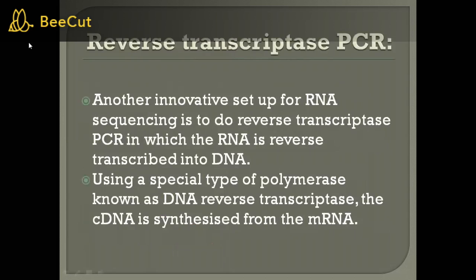Next, after getting the mRNA molecule, we have to carry out reverse transcription. So reverse transcriptase PCR is used for the reverse transcription process. Another important step for RNA sequencing is to do reverse transcriptase PCR, in which RNA is reverse transcribed into DNA. Using a special type of polymerase known as reverse transcriptase, the cDNA is synthesized from the mRNA molecule. So for this, a special type of polymerase enzyme is used, that is reverse transcriptase.